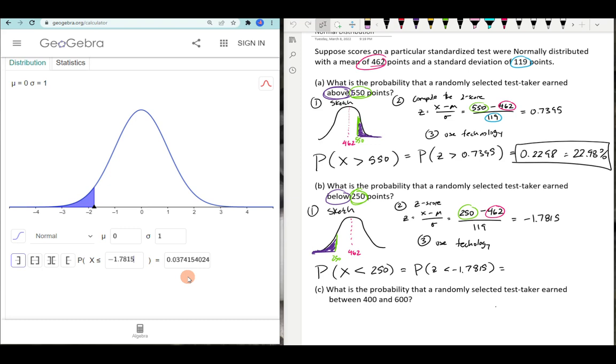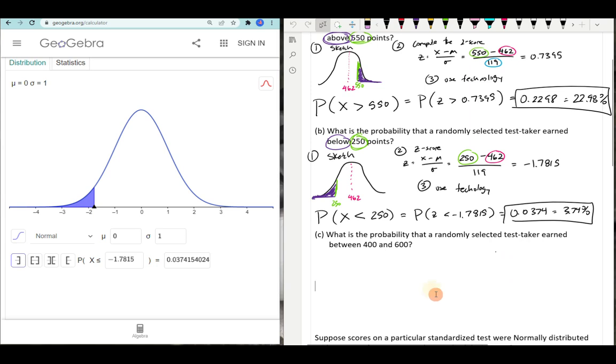There's our answer. The probability that a randomly selected test taker earned below 250 points is 0.0374, also known as about 3.74%. So it is far more likely that somebody earned above 550 points than it is that they earned below 250 points. Let's do one more question.